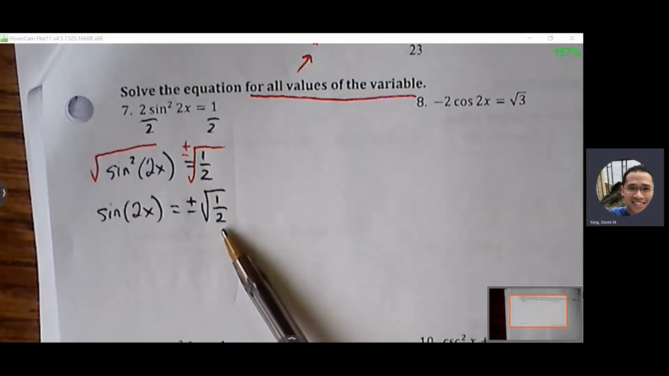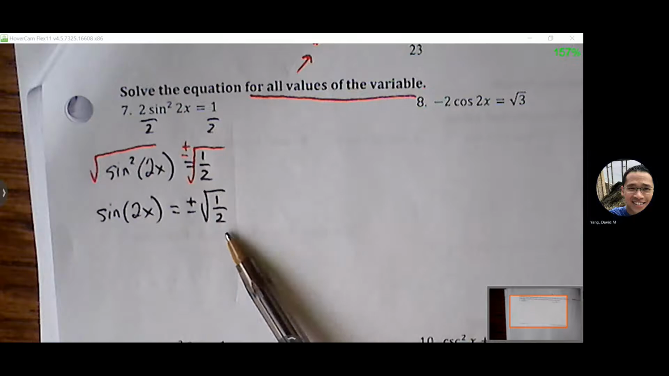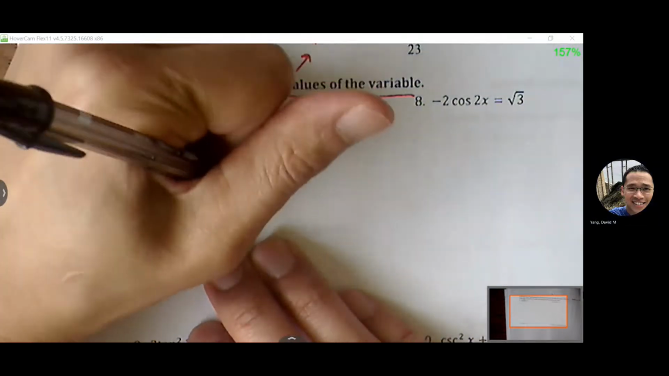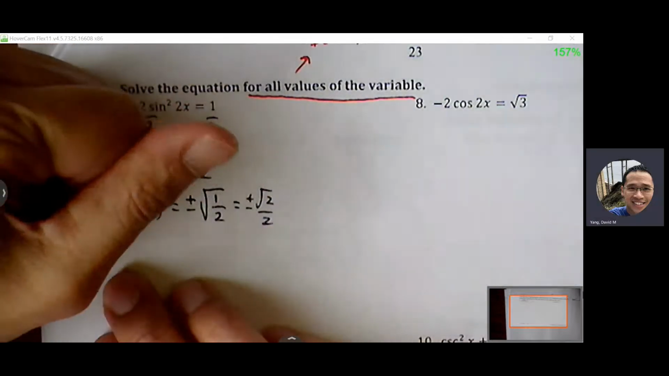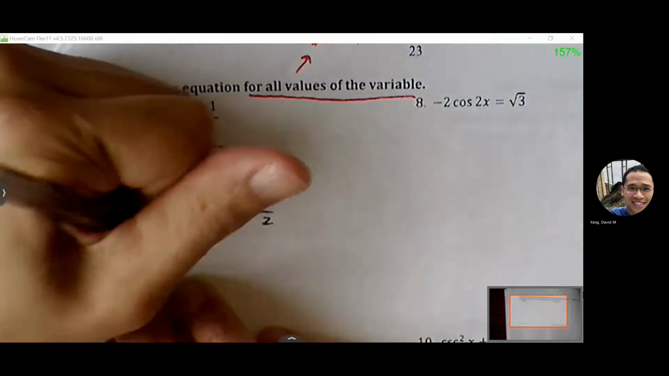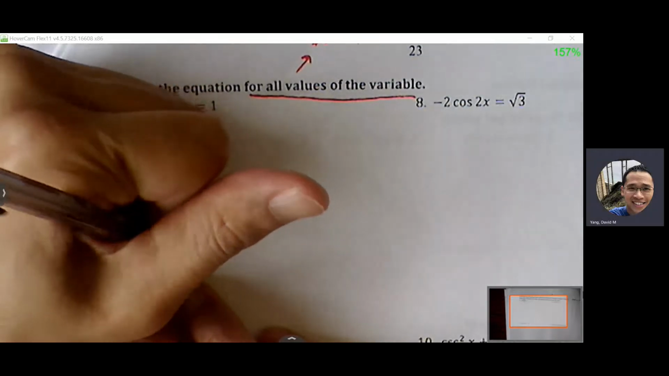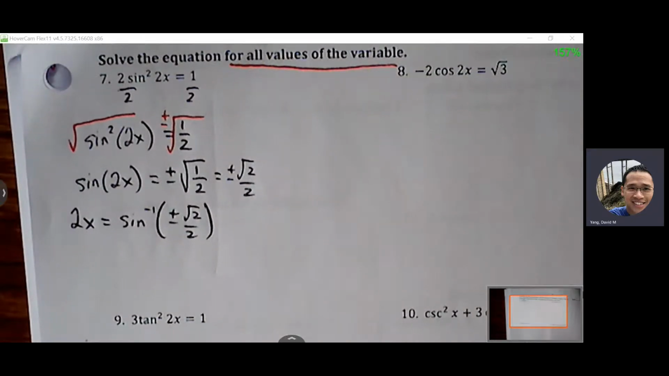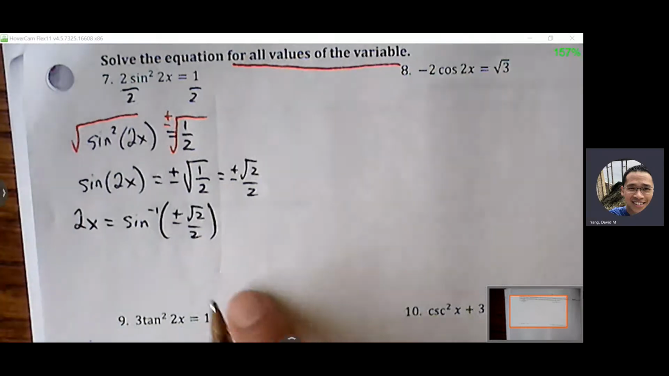And do you recognize square root of 1/2? That's the same thing as what? √2/2. Okay. So we want to find out all the values where sine is equal to root 2 over 2. So variations of what? Pi over 4, yeah. Now this is for all 4 quadrants, right?